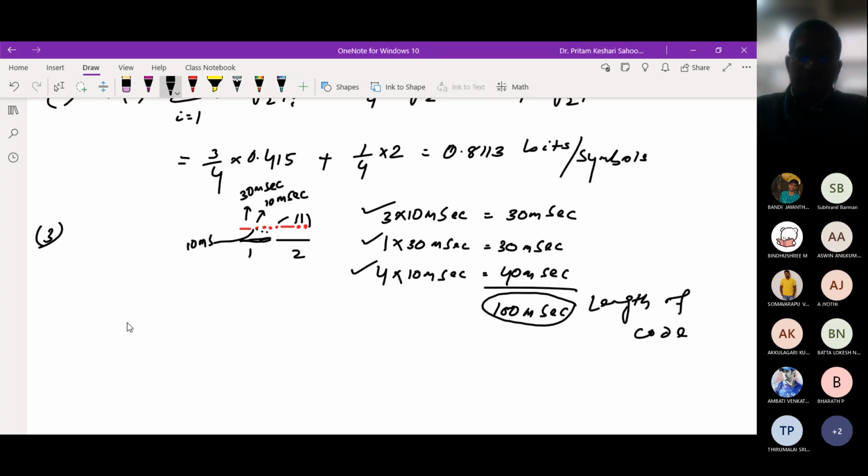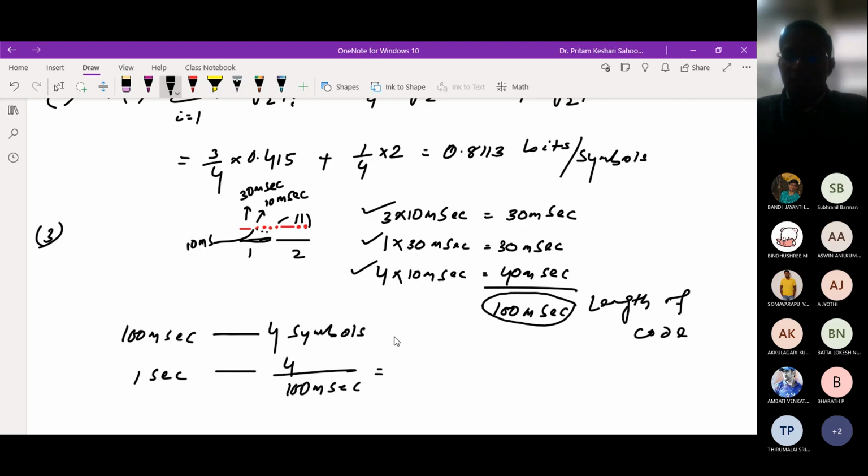What we observe in 100 milliseconds: how many symbols are we transmitting? We are transmitting 4 symbols, 3 dots and 1 dash. So 4 symbols. So in 1 second, how many symbols will we transmit? 4 divided by 100 milliseconds. So that equals how much? 40 symbols per second. So what have we evaluated here?